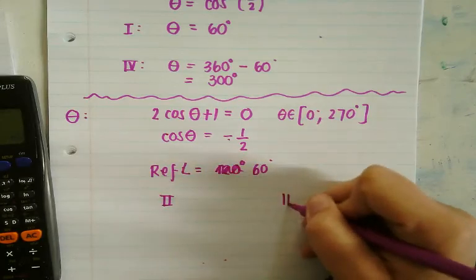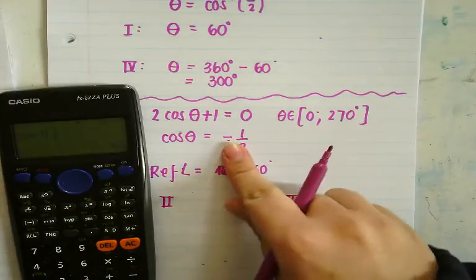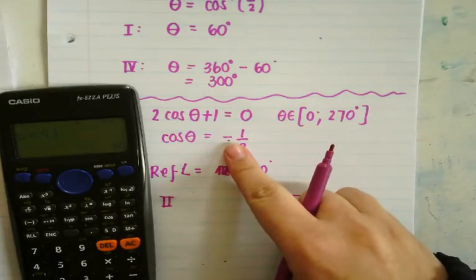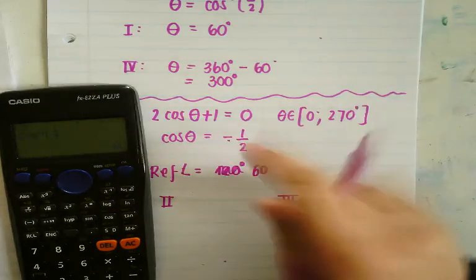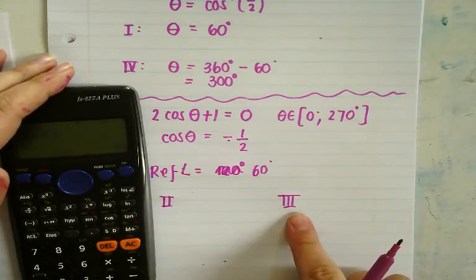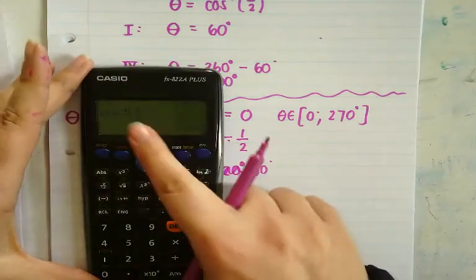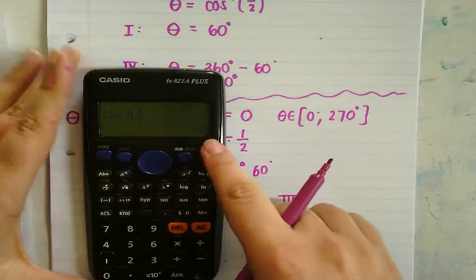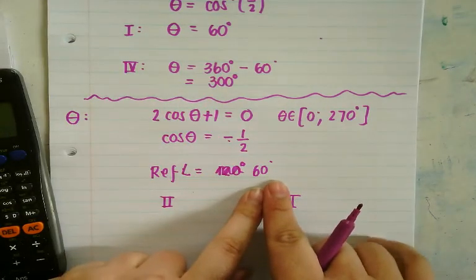So I'll say that again. When you check on your calculator, don't use the negative. The negative tells us the quadrant, not anything else. So the negative I'm using with 2 and 3. The reference angle is only using the number. So cos inverse of 1/2 equals 60. So my reference angle is 60.